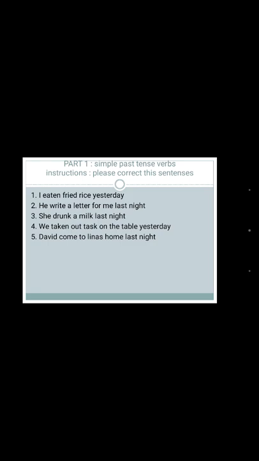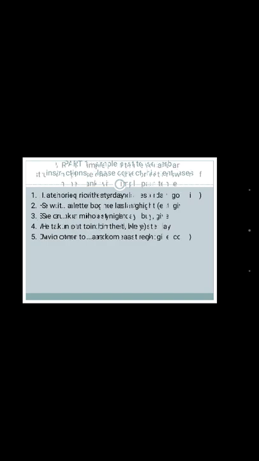For example, "I eaten fried rice yesterday." Eaten is verb 3, while the sentence uses simple past tense, and simple past tense uses verb 2. So they have to answer correctly: "I ate fried rice yesterday."